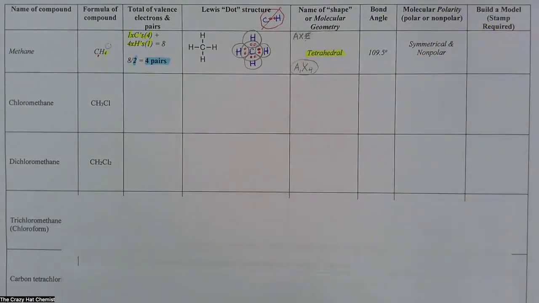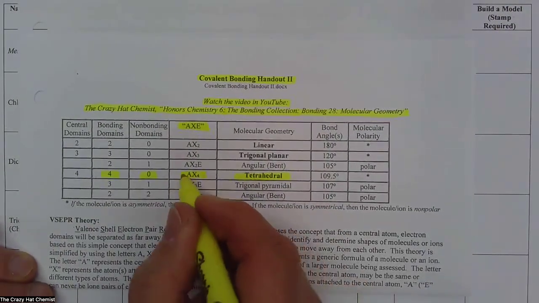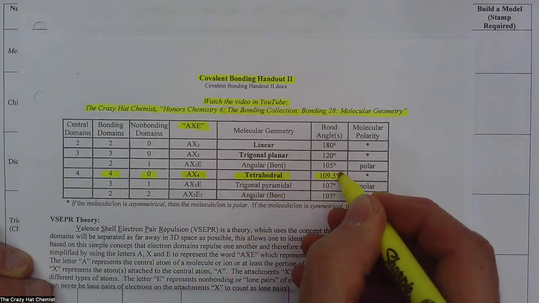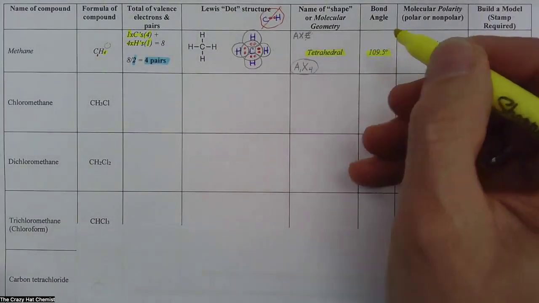To get the bond angle, it corresponds to the name of the shape and the AX. So we just got the AX at AX4. We got the shape of tetrahedral. We're going to get the bond angle of 109.5. That's how we're going to get 109.5.